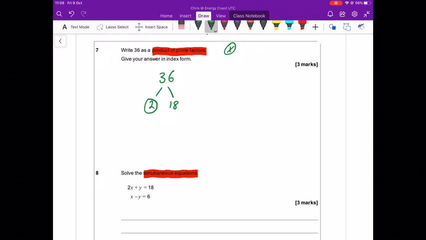2 is a prime number because I can't carry on doing this tree by splitting it up into 2 numbers without using the number 1. Remember, I'm not allowed to use the number 1 doing this. So 2 is a dead end, and I put a ring around it.